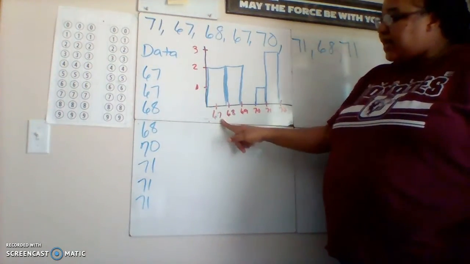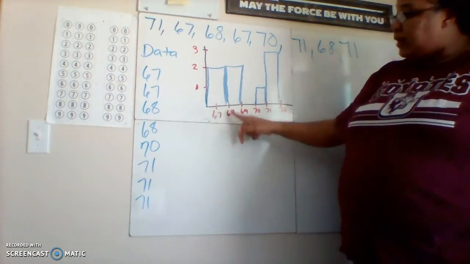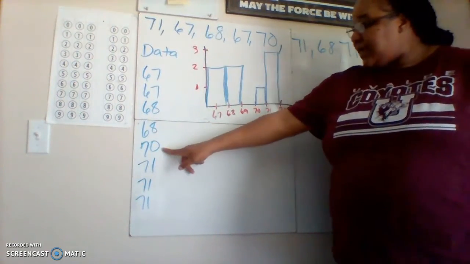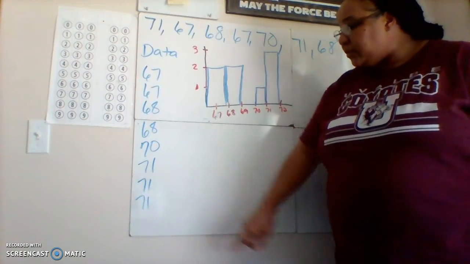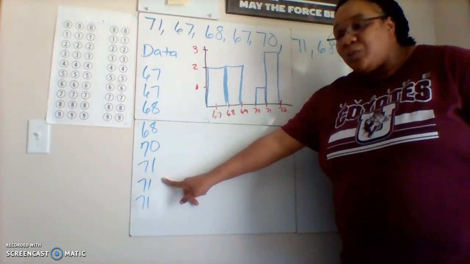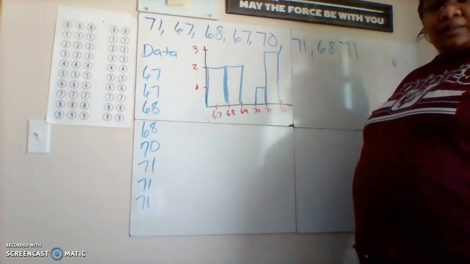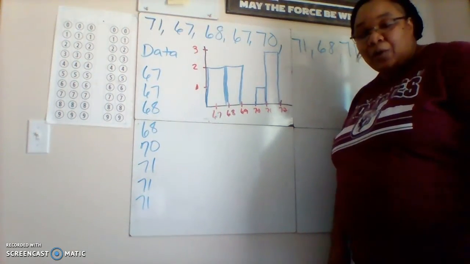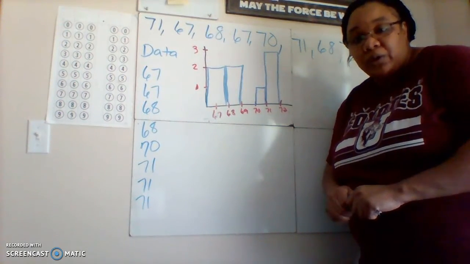How many 67s do I have? I have 2 67s. How many 68s do I have? I have 2 68s. How many 70s do I have? I have just 1. How many 71s do I have? I keep saying 73. How many 71s do I have? I have 3. So we're going all the way up to 3. And that's it. All right, guys. I'm going to send you off and let you go ahead and do your work.